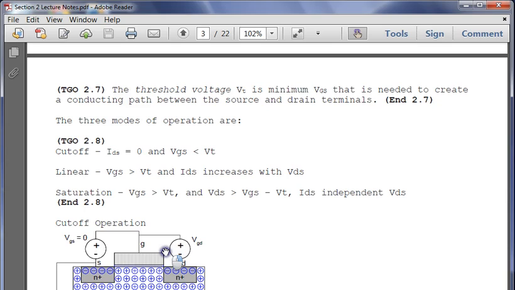And then saturation. Now we've reached this third place where we're starting to get these collisions. We're going to have all these issues. So the supply voltage, VGS, is greater than the threshold voltage, and the drain source voltage is greater than VGS minus VT.